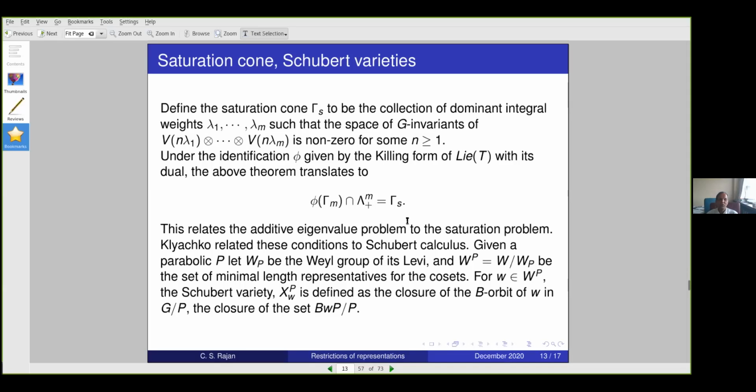Okay. What Kliatchko did is to relate these conditions to the Schubert calculus. So given a parabolic P, you let W_P be the Weyl group of its Levi, and you look at the quotient, the coset space W mod W_P. And one knows that for a maximal parabolic subgroup, every element has a unique representative, the minimal length representatives. And now for w in W/W_P, the Schubert variety is defined as the closure of the B orbit of w in G mod P, the closure of the set B w P mod P.